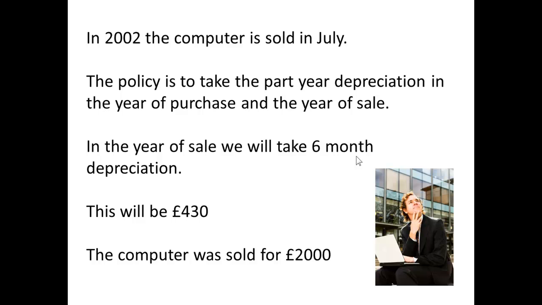Right, in 2002 we find a better model, so we sell this computer model, and we sell it in July. And the company has a policy of taking a part year depreciation in the year of purchase and the year of sale. So in the year of sale we're going to take 6 months depreciation, that's January, February, March, April, May and June. And that amount will be obviously half of the 860, which will be £430. And the computer was sold for £2,000.